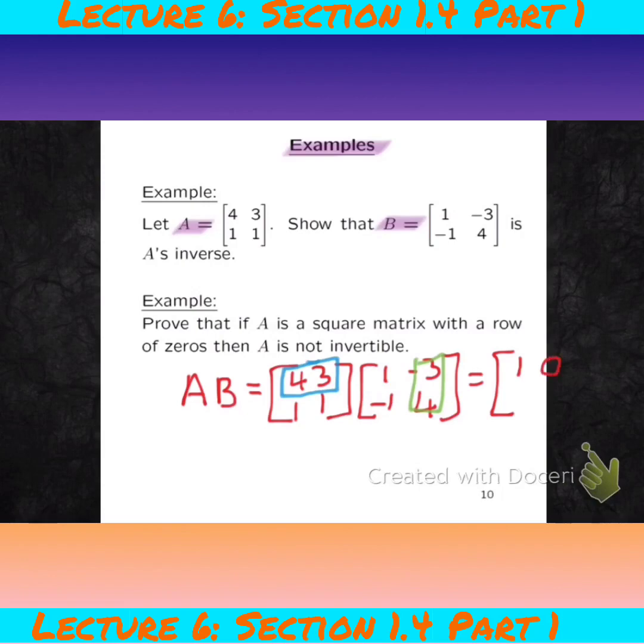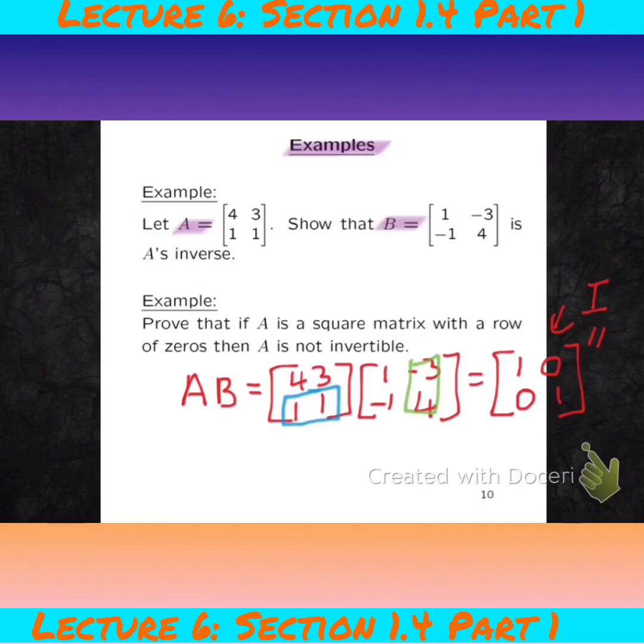Okay, and then again we're going to take the second row and we're going to dot that with the first column, and that is going to be 1 times 1 minus 1 times 1, which is 0. And then lastly, you're going to dot the second row with the second column, which is minus 3 plus 4, which is 1. Okay, so we get the identity matrix.